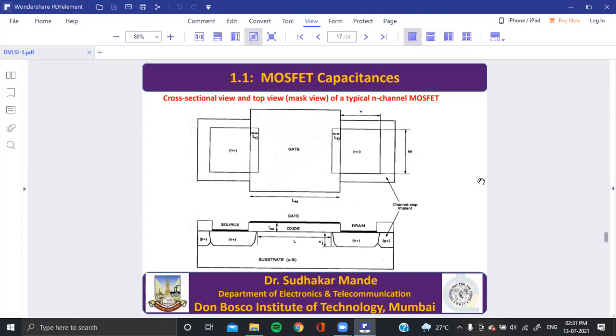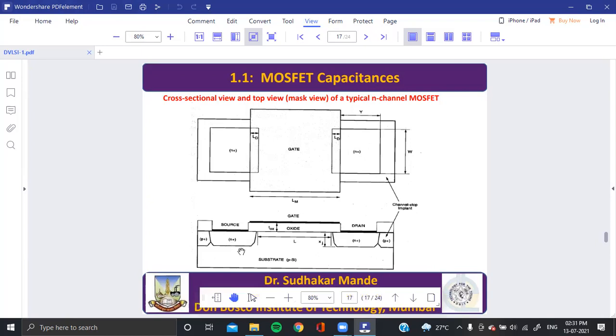When the diode is forward biased, there is a diffusion capacitance. When the diode is reverse biased, there is a transition capacitance. So these are called parasitics.